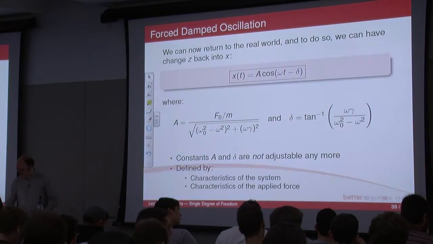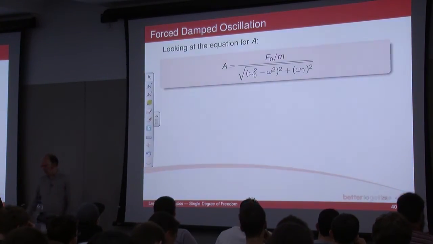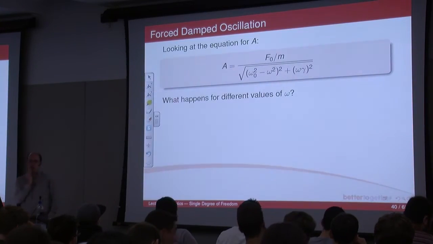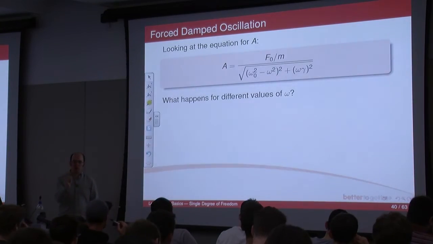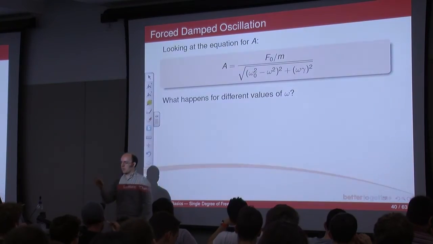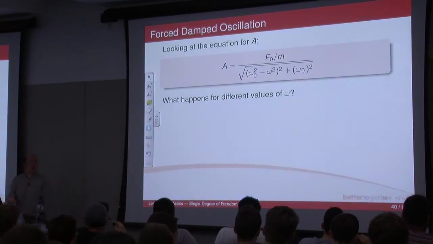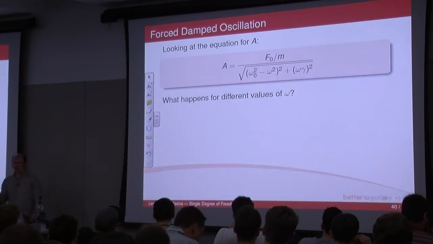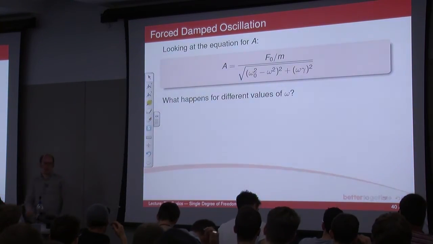Now we can look at what happens. There's our equation for A. Let's look at what happens when we have different values of omega. This is the driving frequency, so we can choose that, whatever we want it to be. Omega naught is set by whatever we've got our system set at, in terms of the mass and the stiffness of the spring. But omega we can choose. We can drive the system at a very low frequency, or we can drive it with a very high frequency, or we can try and drive it around the natural frequency and see what happens.